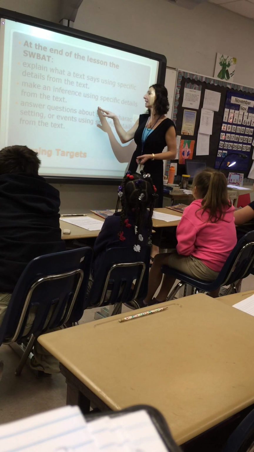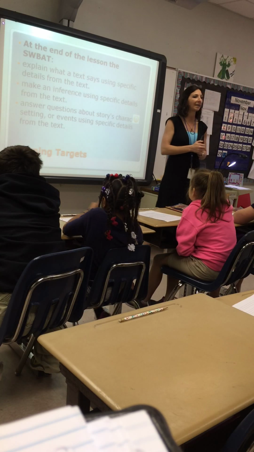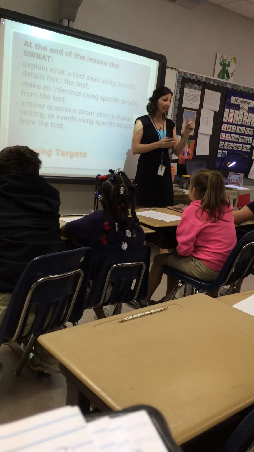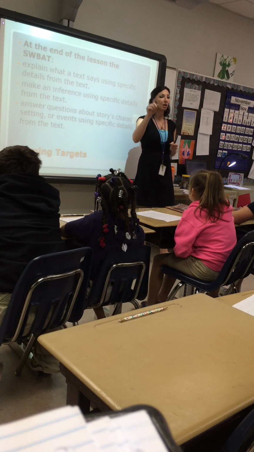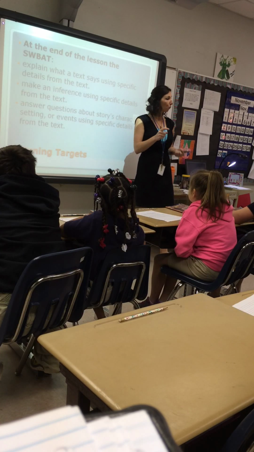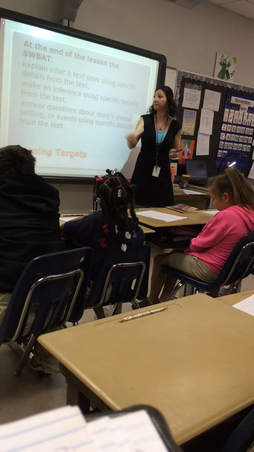We can also make an inference using these same specific details from the text. What two things do I need for an inference? Trey? An inference is sort of like a conclusion. Ethan? Background knowledge. Background knowledge plus what? The text. We have to already know a little bit about it and have that text in front of us to make an inference.